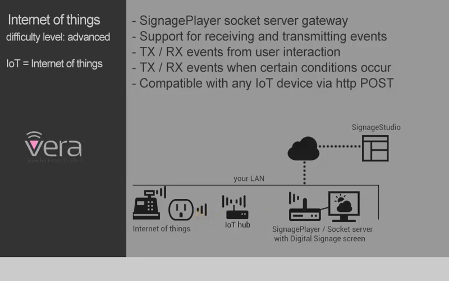And as well, if you wanted to, for example, touch the screen and turn on a light, the same thing will happen. The signage player will simply send an event to the IoT hub, and the IoT hub will connect to any smart device. So it's all pretty straightforward to set up. It's really not that complicated. So let's begin.